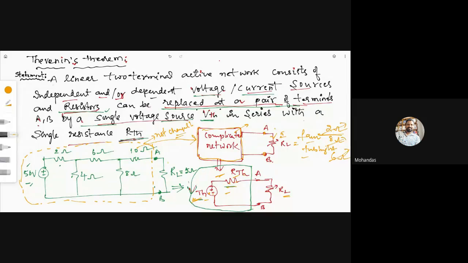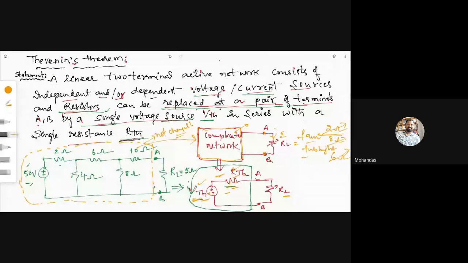So we are going to convert a linear two-terminal active network consisting of independent sources and resistors to a Thevenin equivalent, V Thevenin and R Thevenin. And there is a procedure to calculate V Thevenin and R Thevenin. So let us see what is the procedure we have to follow.